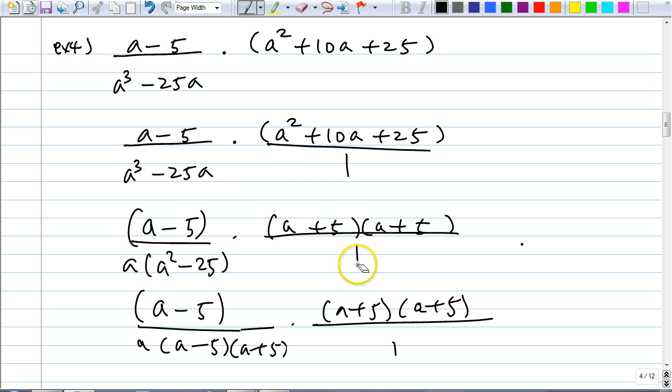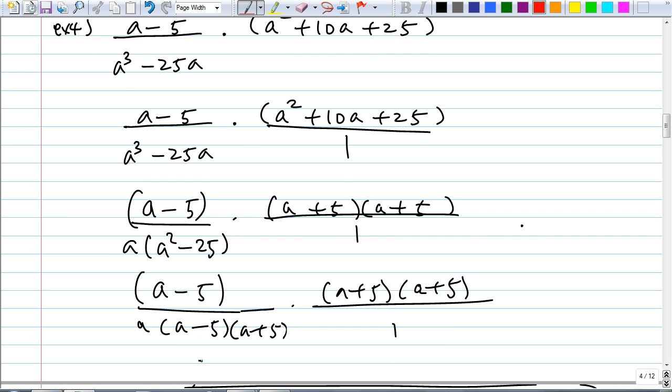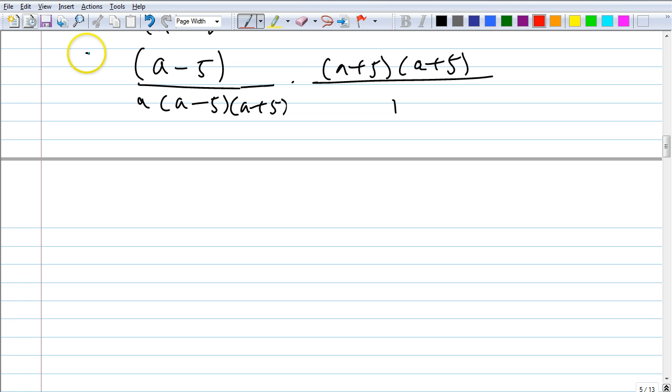Are you okay here so far? Do you see things cancel out here? What happens with a minus 5 and a minus 5 on the top and bottom? Cancel out. Yeah, before I do that, I'm actually going to do this. Hold on. So after we get this, before I cancel things out, I don't like that kind of shortcut, because there's a way you could make silly mistakes. So I'm going to rewrite it this way.